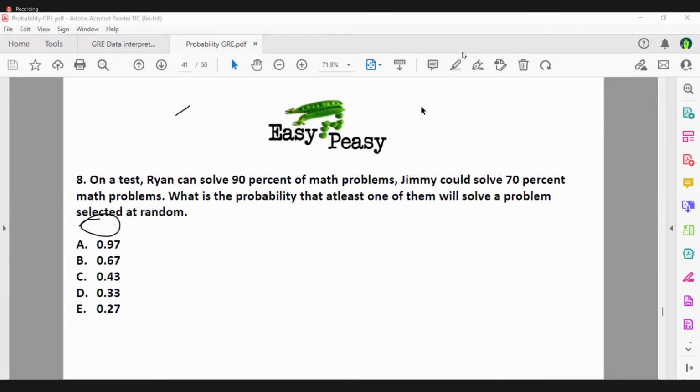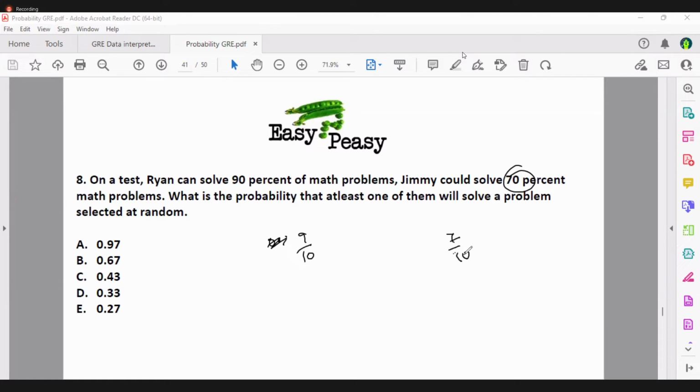Next, we have: on a test, Ryan can solve 90% of math problems. Jimmy could solve 70% of math problems. What is the probability that at least one of them will solve the problem at random? So it is asking A or B, and these are not mutually exclusive. It does not mean that if Ryan is able to solve, Jimmy will not be able to solve. So 90% is basically 9 by 10, and then this one would be 7 by 10.